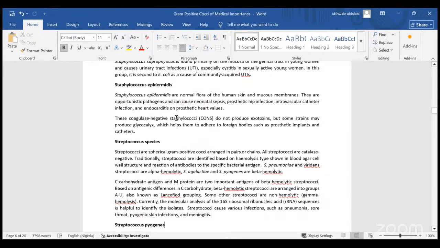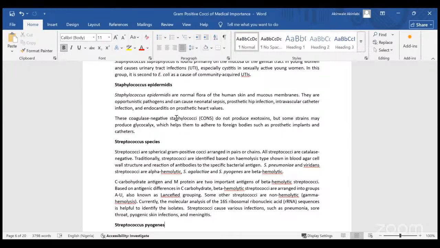Traditionally, streptococci are identified based on the hemolysis type shown on blood agar. And then we have Streptococcus pneumoniae and the viridans streptococci, which are alpha hemolytic. Then Streptococcus agalactiae and Streptococcus pyogenes are beta hemolytic.